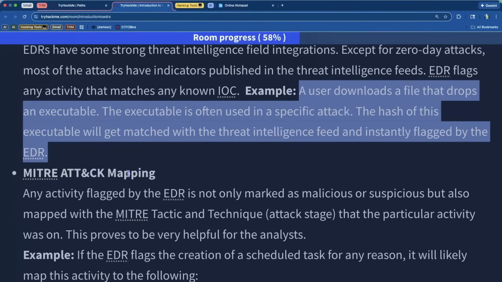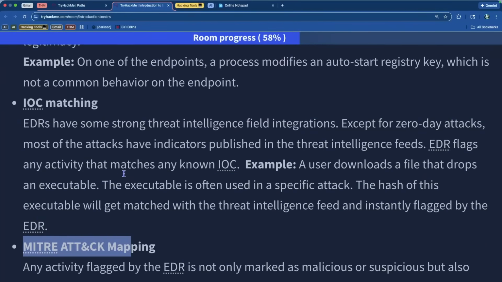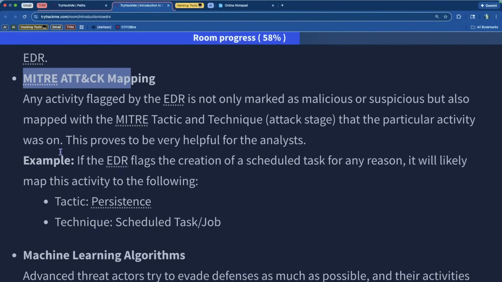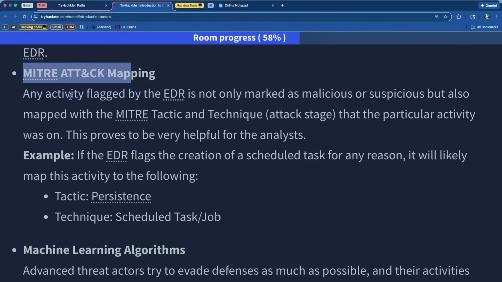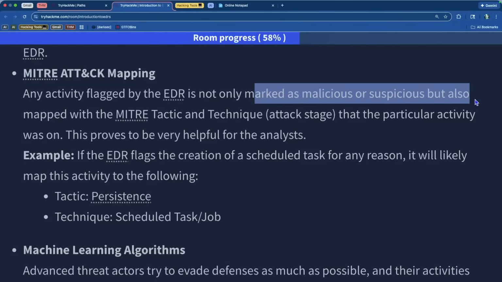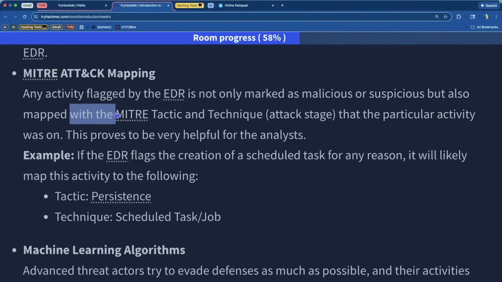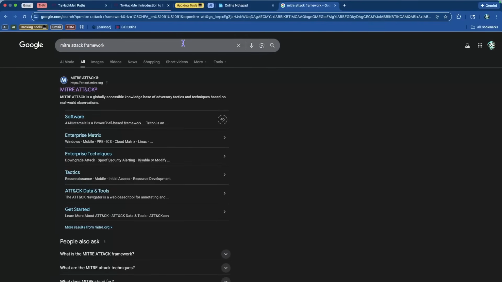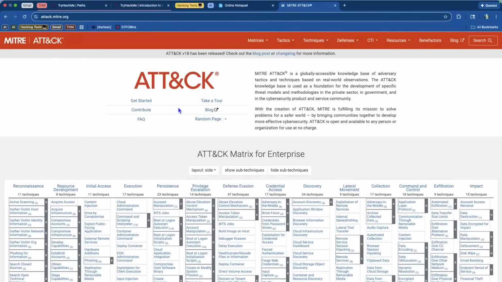MITRE ATT&CK is a source of threat intelligence, right? MITRE ATT&CK mapping is something that a lot of these tools do. Any activity flagged by EDR is not only marked as malicious or suspicious, but it's also matched with the MITRE tactic and technique, meaning which stage of the attack that is. I've done so many videos of this, but this is something that is worthy of just sharing with you one more time.